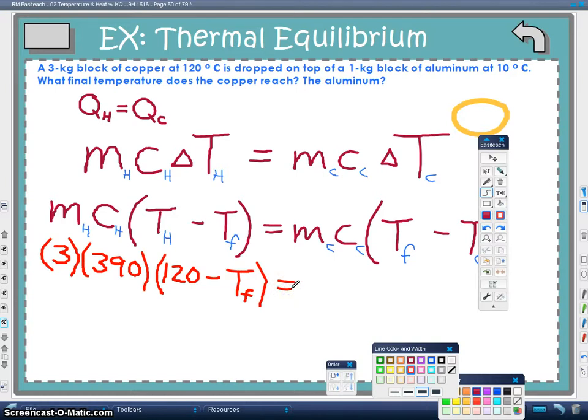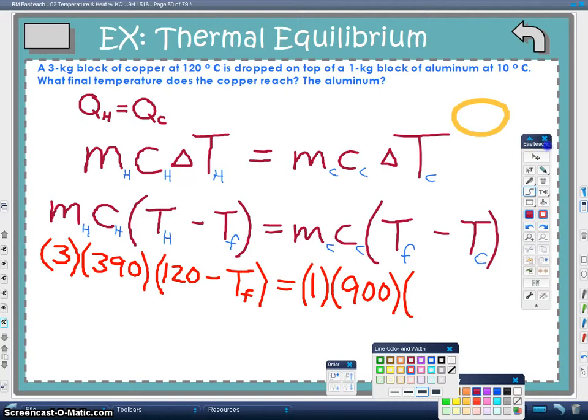And my mass of my cold is 1 kilogram. My specific heat of the cold is this one. I really don't know. 900. 900. Okay. And final, I just have to leave as final. So you can see what's cool is now I'm getting down to just one variable. And then the cold temperature is 10. So now I'm going to do some algebra. I'm going to pause this, do some algebra, write it out.